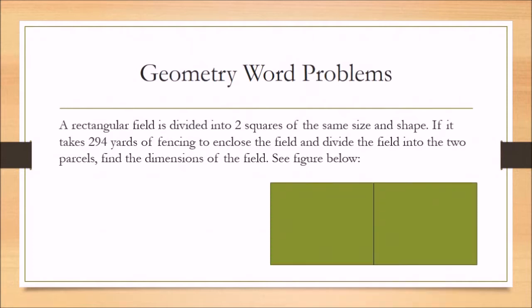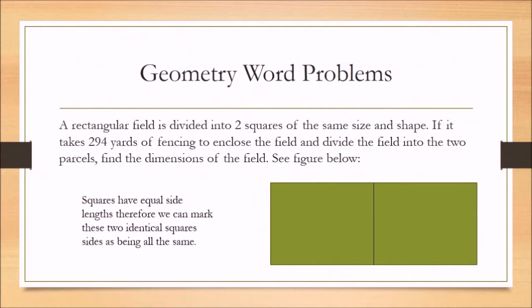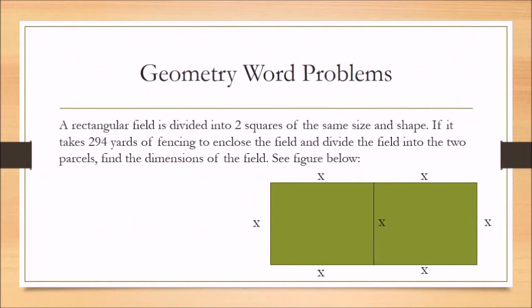So here's the figure. The first thing we need to know is that it's a rectangular field divided into 2 squares. A square has all side lengths the same. So 2 squares back to back means they share that same side, and every other side around it is of equal length. So on this figure, we're going to mark all the sides as x, since every side is equal. Now remember, we're dealing with perimeter, and we know that because it's 294 yards of fencing to enclose the field.